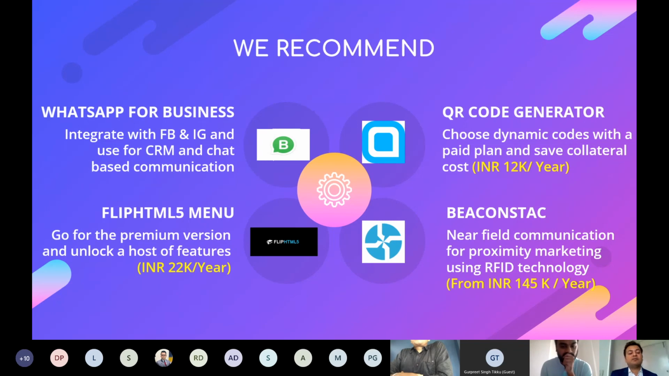So the Flip HTML5 site lets you convert your PDF into an HTML5 page and gives you a URL that you can promote across. And any time somebody clicks on that URL, he comes to that landing page and he can see whatever you want to showcase. However, the premium version, which is 22,000 rupees for the full year, has got so many amazing features that it is worth going for it.